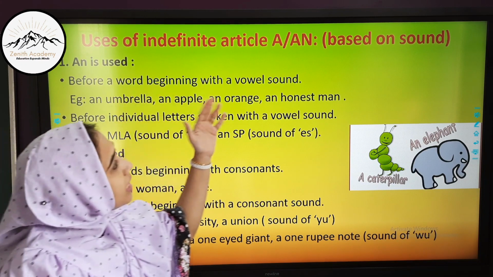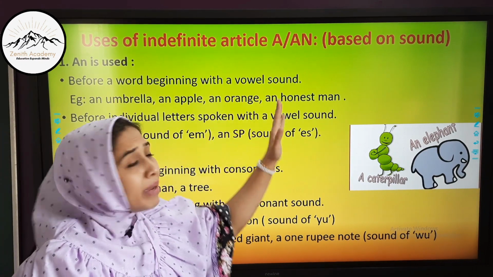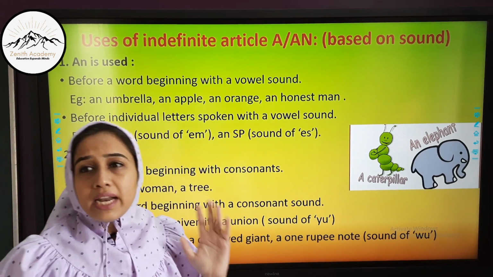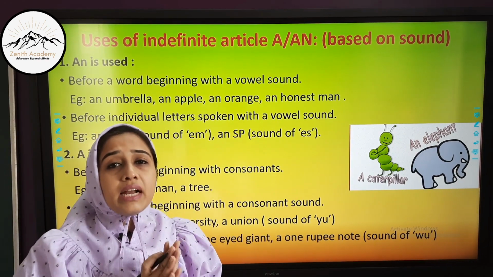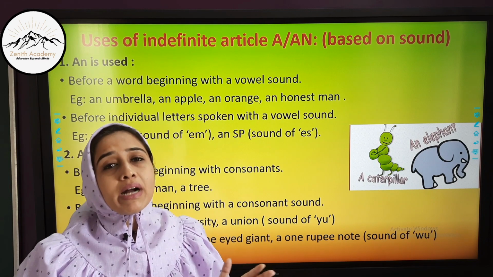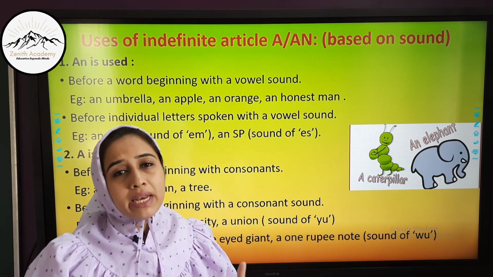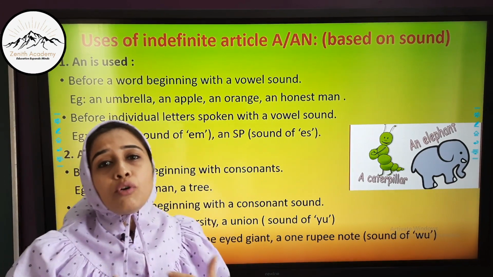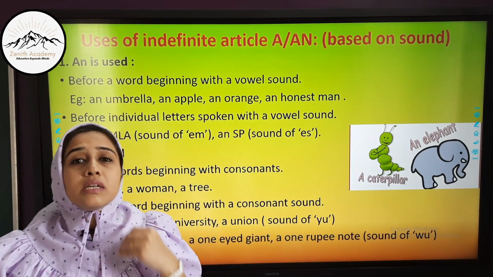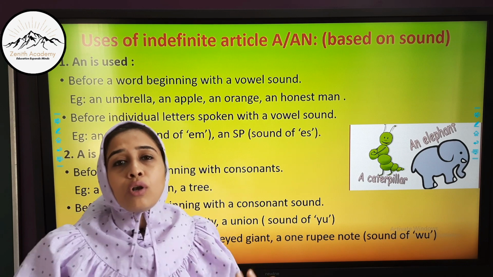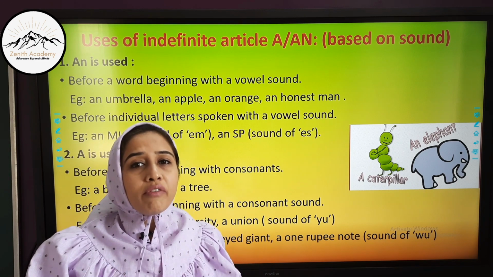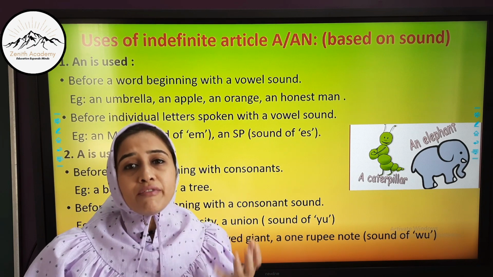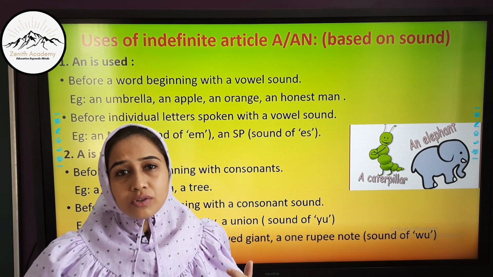Uses of indefinite articles a and an based on sound. Now a and an are both indefinite articles, but they are divided into two parts based on sound and based on meaning. So first we will see based on sound. Now what does this sound mean? Sound is the sound of alphabets. We all know that alphabets are divided into vowels and consonants. Amongst 26 alphabets, we have 5 vowels and the rest are consonants.